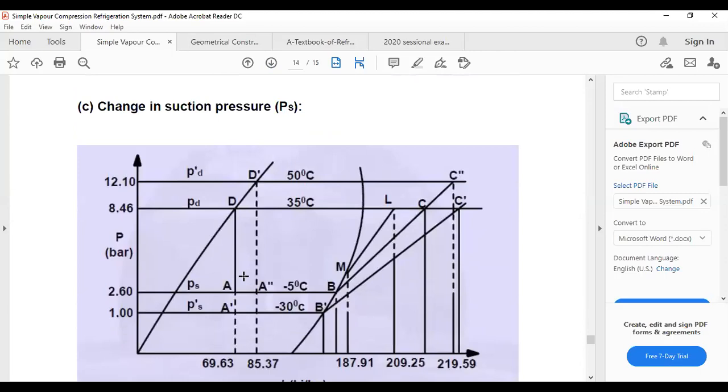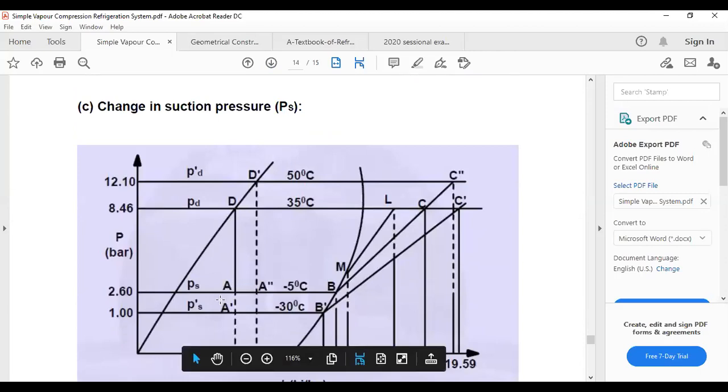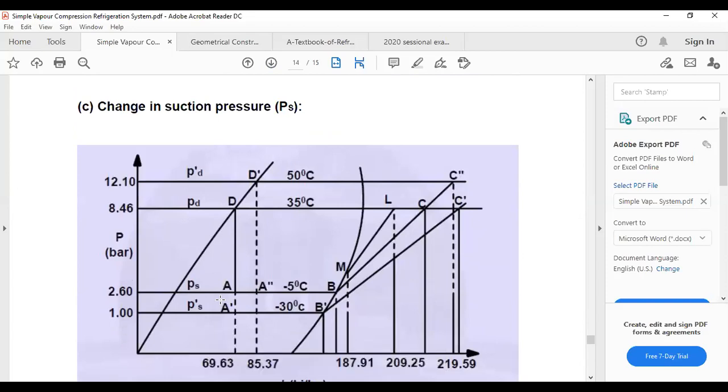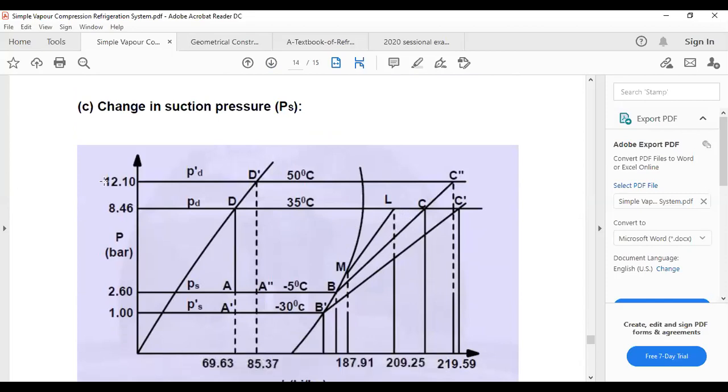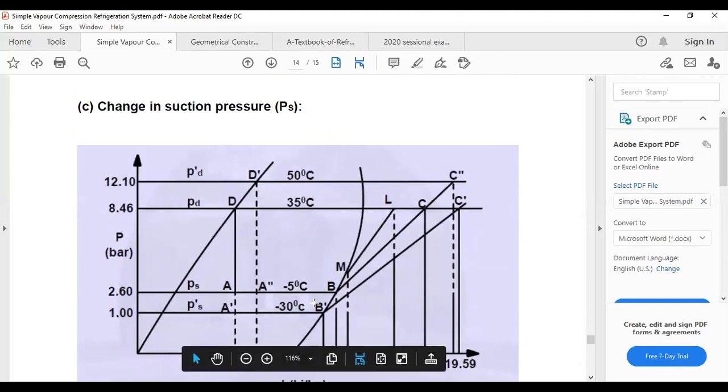So what happens when you change the suction pressure? You want to change the suction pressure of this compressor. Initially we have A, B, C, D as usual. Now we reduce that suction pressure. Initially it is AB, but we reduce it to A prime and B prime. What is entering the compressor now, the pressure is reduced to 1 bar. It was initially 2.6 bars, but we reduce it to 1 bar. What happens? Let us observe this.